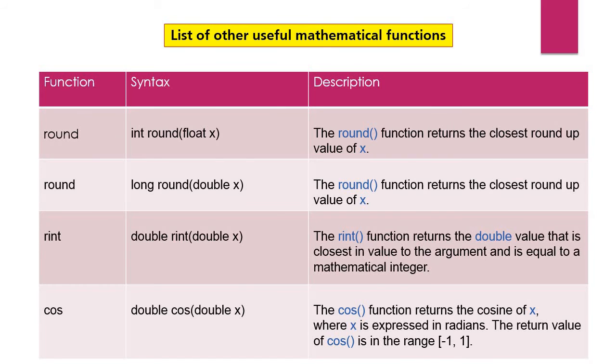Let's see the cos function. Its syntax is double cos(double x). The cos function returns the cosine of x, where x is expressed in radians. The return value of cos is in the range [-1, 1].